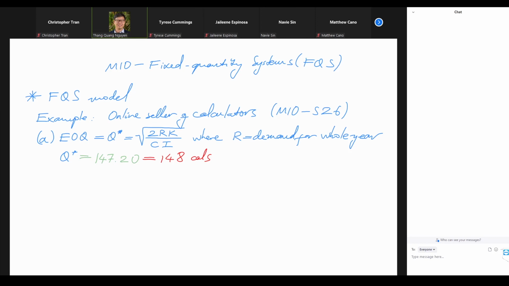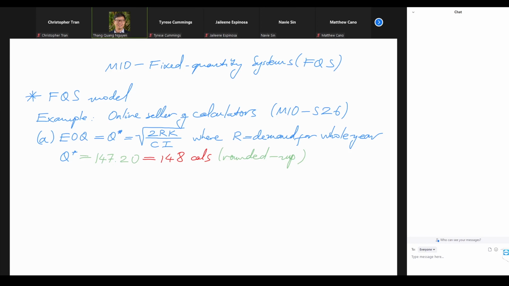Right, as a rule, round it up. So in the homework or in the exam, please follow the instruction on whether we need to round it up or not, or do not round it at all. Sometimes we don't need to round it. Okay, so that's the very first part.